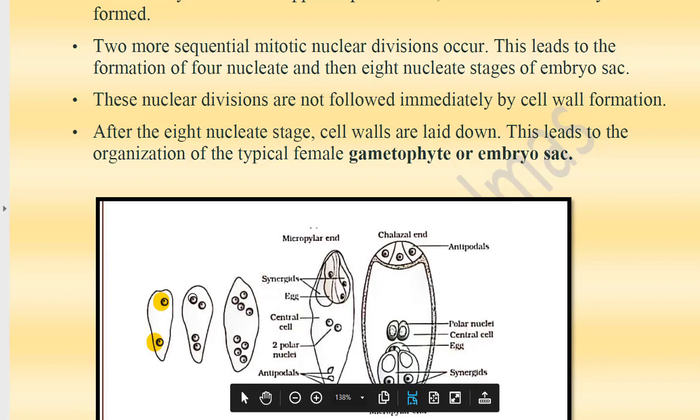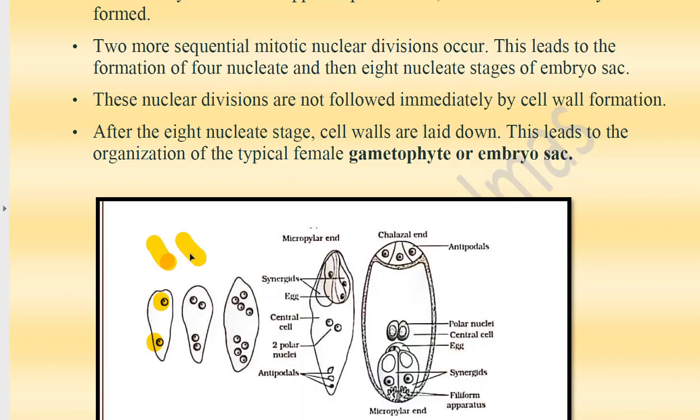और सेकेंड माइटोसिस की वजह से दो और न्यूक्लियस डिवाइड होते हैं और वो अपोजिट पोल्स की तरफ चले जाते हैं. Now after the first and the second mitosis the third mitosis also takes place. तो थर्ड माइटोसिस होने की वजह से we will have four nucleate and then eight nucleate stages. फोर न्यूक्लिएट मतलब पहले आपको फोर न्यूक्लिएट मिलेगा, यानी कि एक सेल के अंदर चार न्यूक्लियस मिलेंगे, और after the third mitosis, eight nucleated embryo sac.